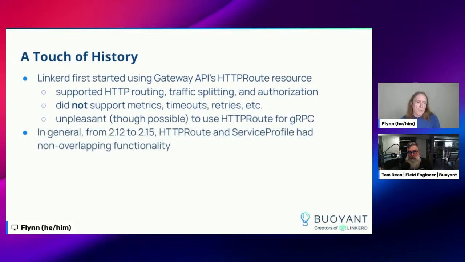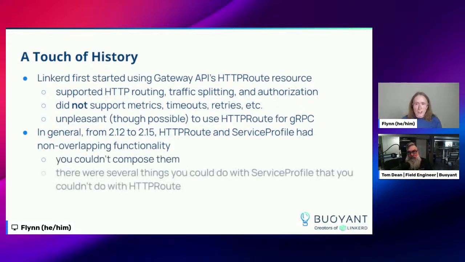In general, also, for every release between 2.12 and 2.15 inclusive, you could not use HTTP route and service profile together in any particularly meaningful way. This was a huge sticking point because there were things that service profile could do that HTTP route could not do. And as soon as you put a service profile in play, you could not put a route in play, and vice versa. Which means you can't compose them on top of each other. We've already mentioned things you couldn't do. 2.16 is where we start fixing this. Yay!